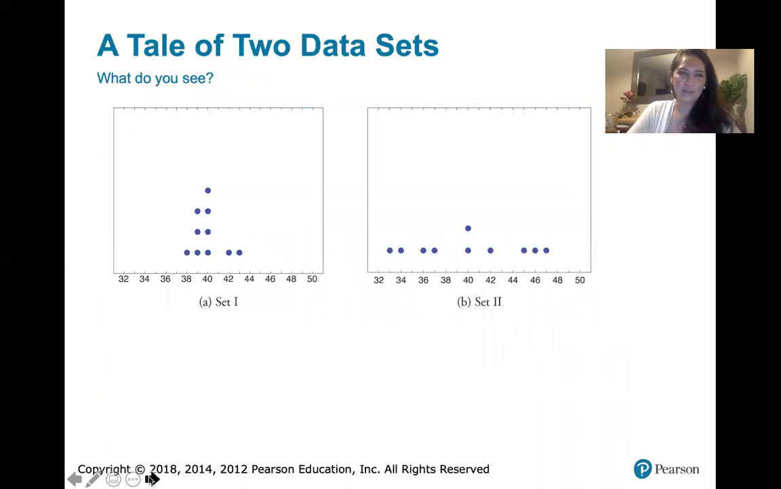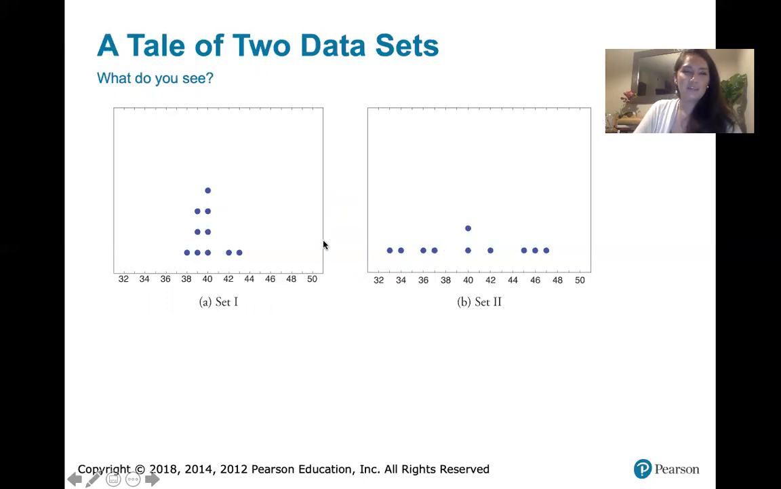So here's kind of the big picture. I've got dot plots for 2 data sets right here. Do you notice anything about them? Do you notice anything that they have in common? I hope you said that the mode for set number 1 is the same as the mode for set number 2. Set number 1 has a mode of 40. 40 is the value that appears the most. You can tell that it has a frequency of 4 in set number 1. It has a frequency of 2 in set number 2. So they both have the same mode.